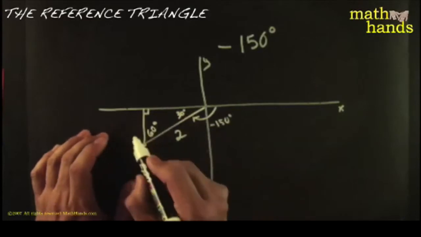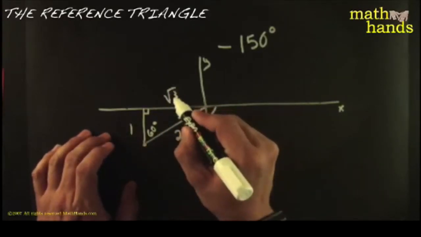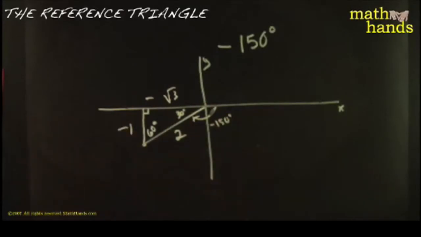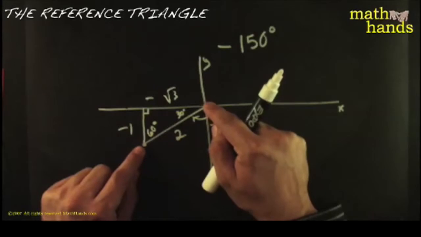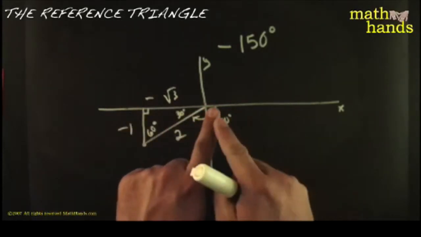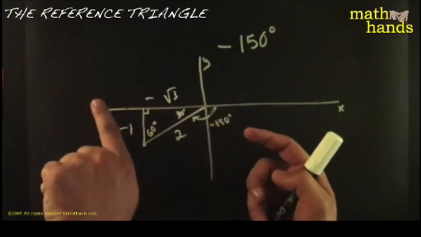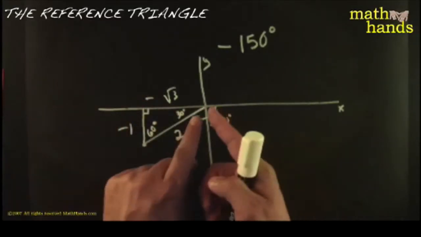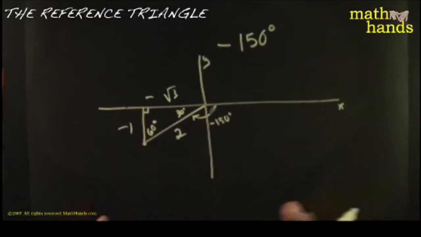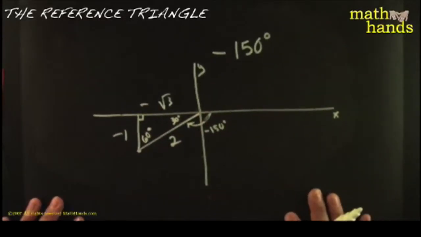And across from 30, you always find half the hypotenuse. The other one's always the square root of 3. Left is always negative. Down is always negative. And there it is. Again, the hypotenuse we always keep positive by definition. The only things that are positive or negative: going left is negative, going down is negative. If you go to the right, that's positive. If you go up, that's positive. And there it is. That's the reference triangle for negative 150 degrees.